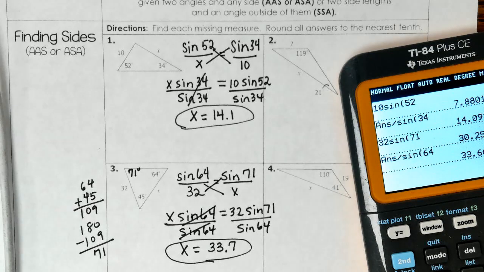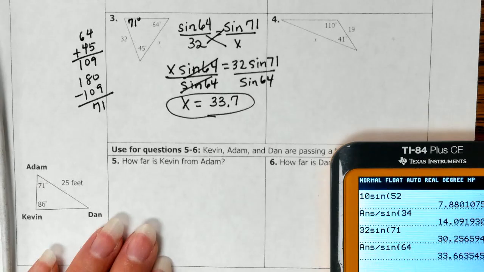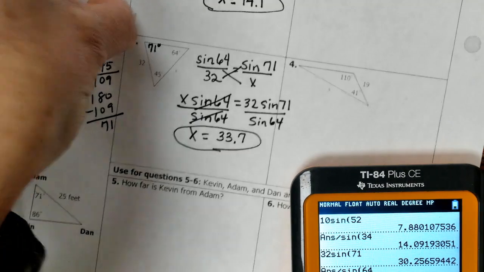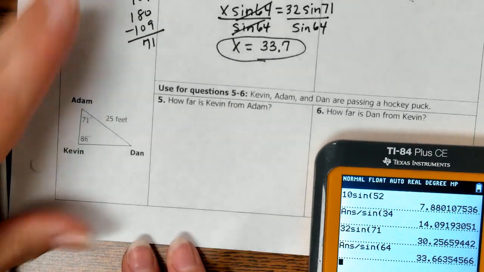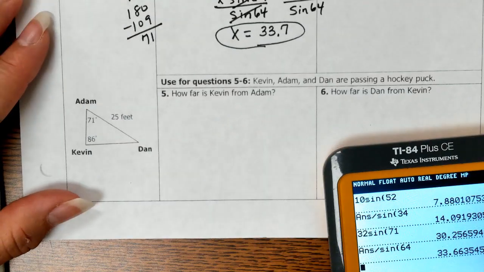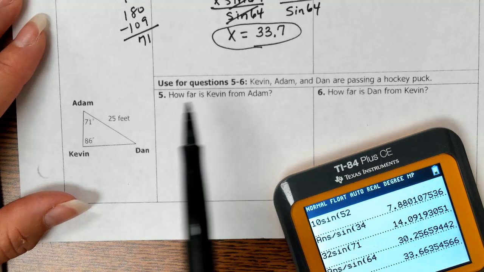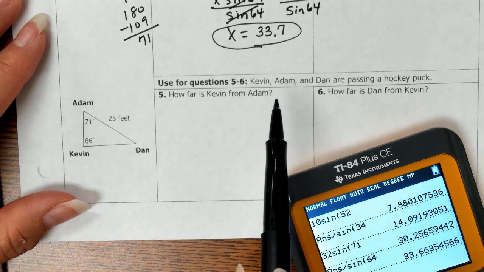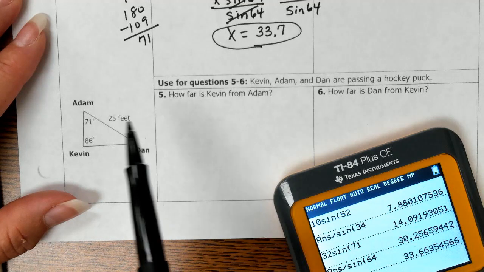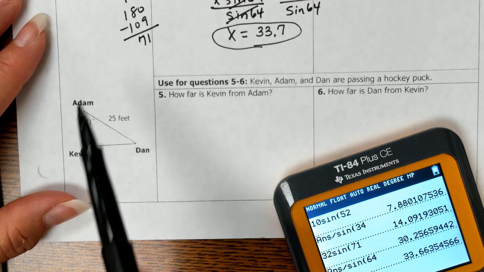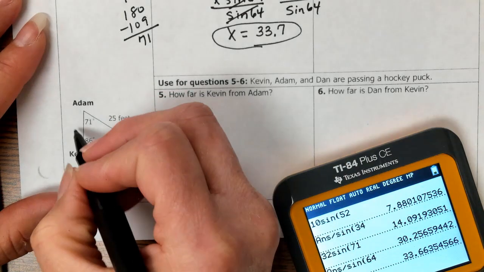Now, look at problem 5. They kind of set it up like it would be a word problem. They say Kevin, Adam, and Dan are passing a hockey puck. How far is Kevin from Adam? Okay, so we want to know Kevin to Adam right here. I'll call it X.